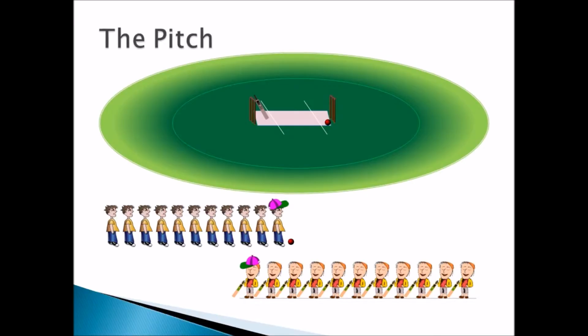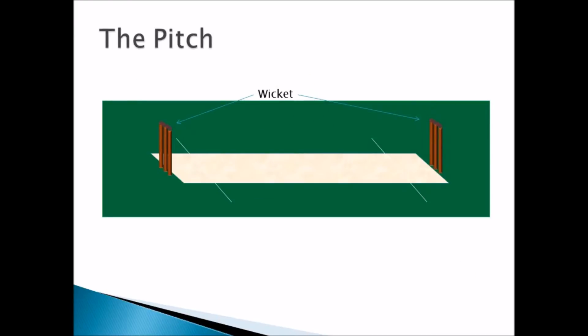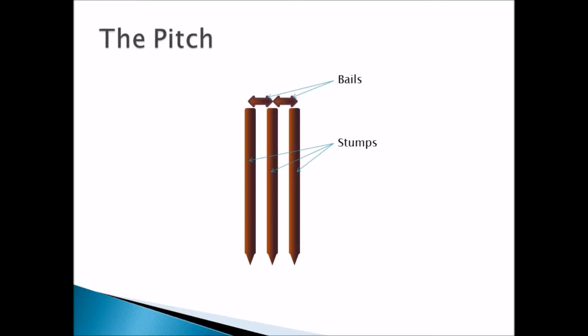2 teams of 11 players each play on an oval field. The edge of the playing field is marked with a boundary, which could be a fence, part of the stands, a rope, or a painted line. At the center is a rectangular 22-yard-long pitch. At each end of the pitch is a wooden target called a wicket, placed 22 yards apart. The wicket is made of 3 vertical stumps supporting 2 small horizontal bails.